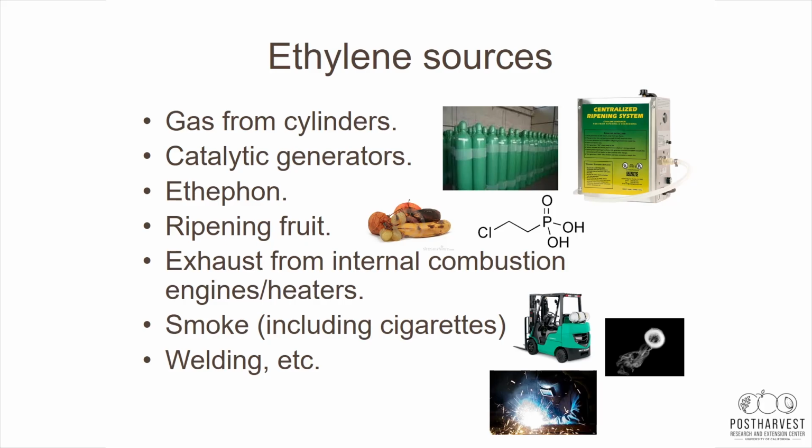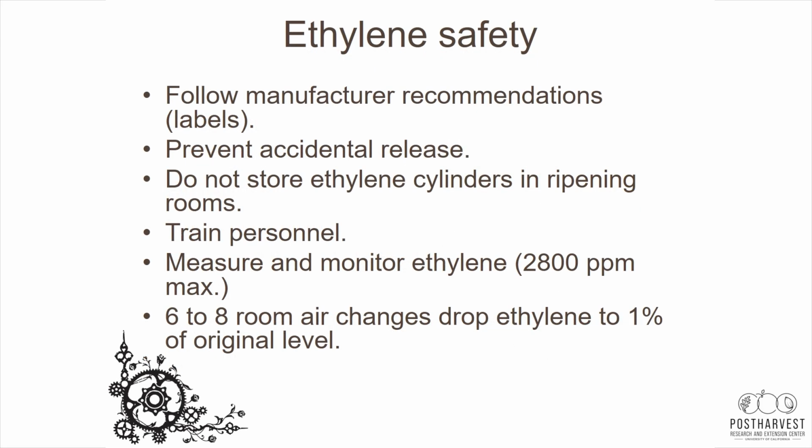Welding, smoke, cigarettes, exhaust from internal combustion engines, like if you have a propane forklift and you want to control ethylene levels, this can generate quite a significant, uncontrolled amount of ethylene. So again, it's not only sources to ripen, but also caution when you have a ripening room. It's best to have electrical forklifts instead of propane forklifts, for example, to avoid uncontrolled levels of ethylene. Right? Also, really important is ethylene safety.